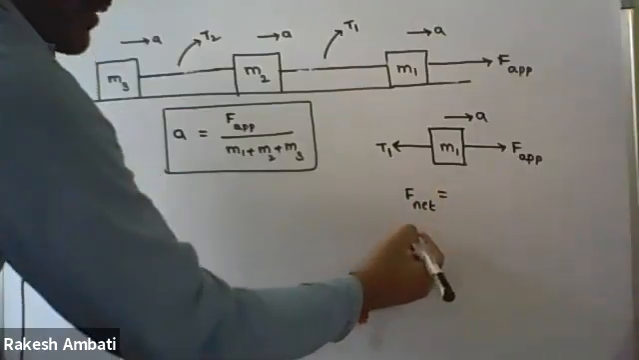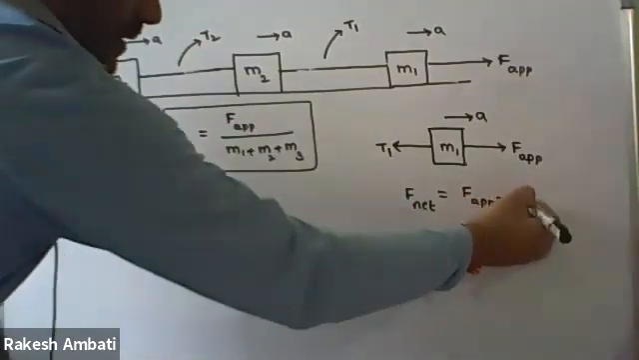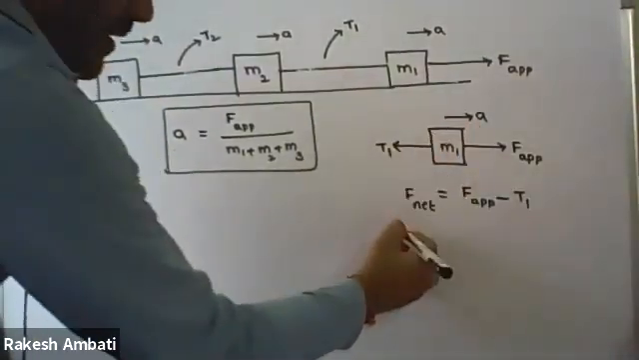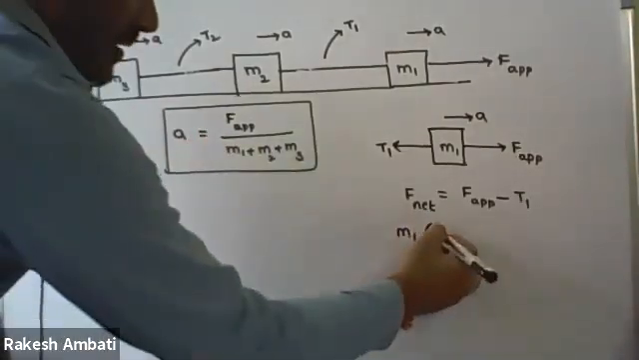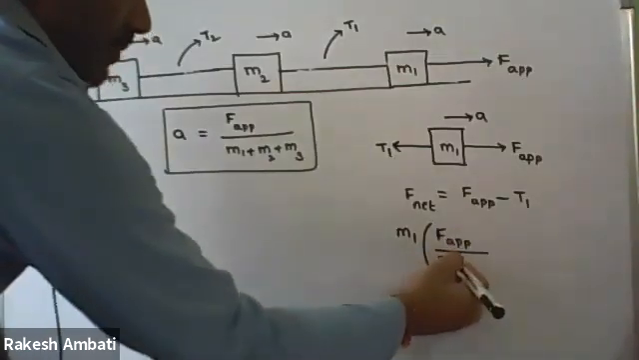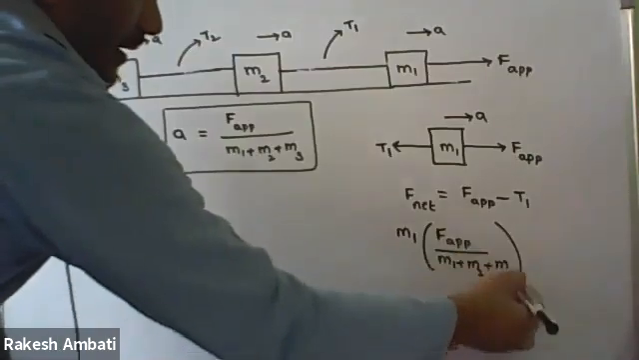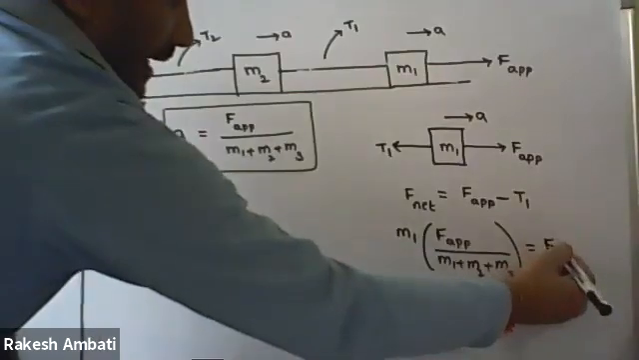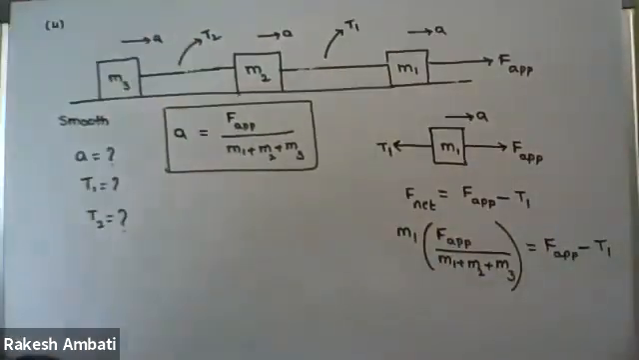Therefore, what is the dynamic equation? Resultant force equals F applied minus T1. Resultant force means mass into acceleration. Mass is M1, and acceleration we already have. So in place of acceleration, I'm writing F applied upon the sum of the masses, M1 plus M2 plus M3. That is the left side, resultant force, equal on the right side to F applied minus T1.